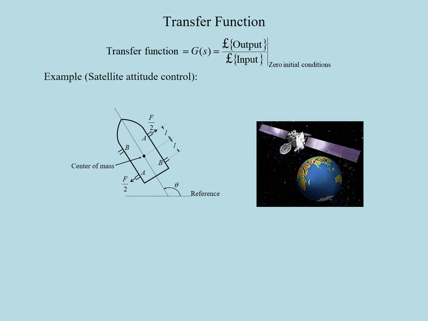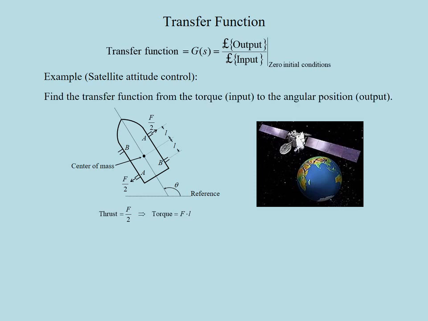To rotate the satellite around its center of mass, one would use the thrusters located at A and B. They are at a distance of L from the center of mass. Each thruster is assumed to provide a force of capital F over 2. So the torque applied to the center of mass by the thrusters is F times L.